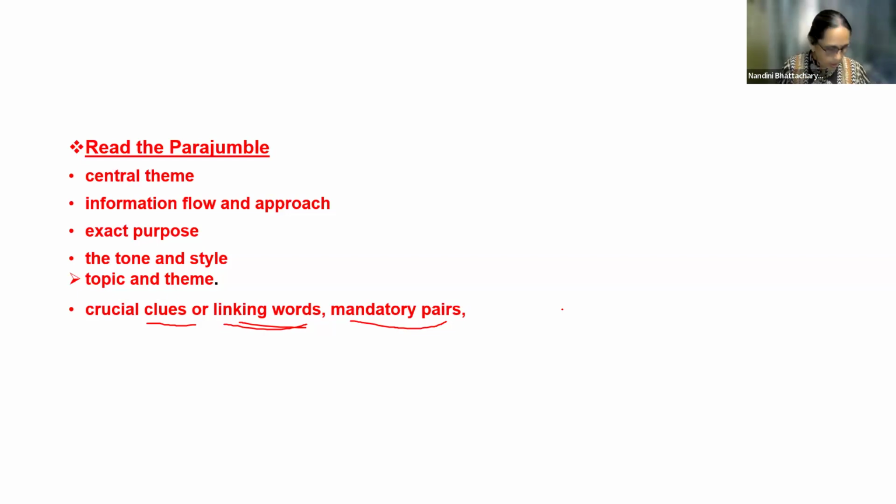And then after you have got the C and D together, what will you do? You will see whether the introduction and conclusion is okay or not. So mandatory pairs and linking words help you to eliminate, which is very crucial because you don't have enough time. So elimination is the key.